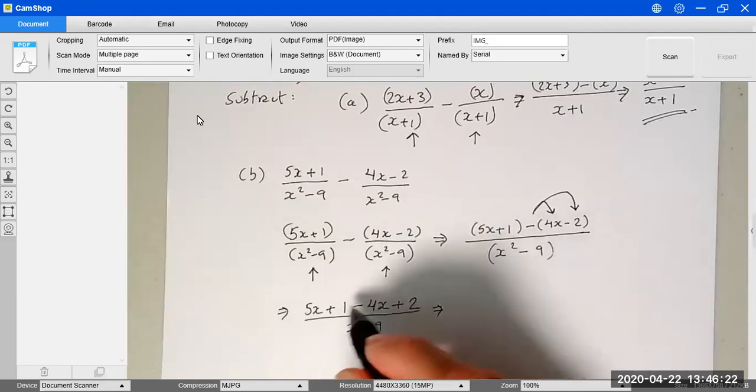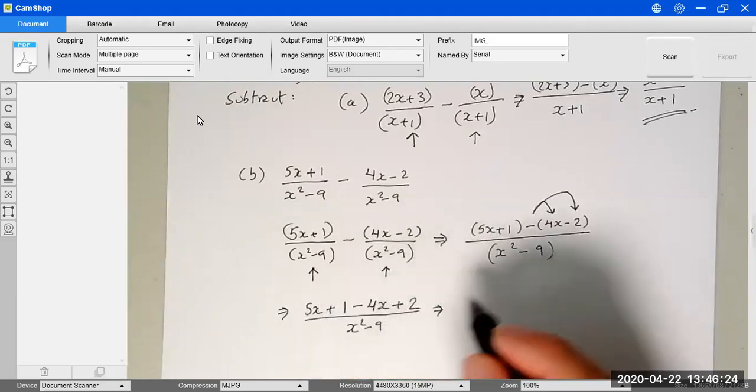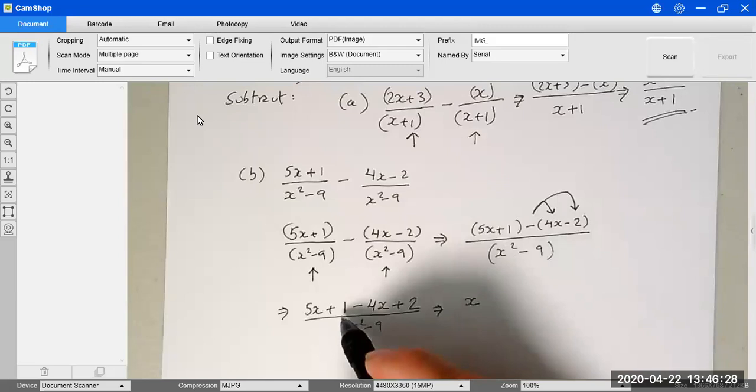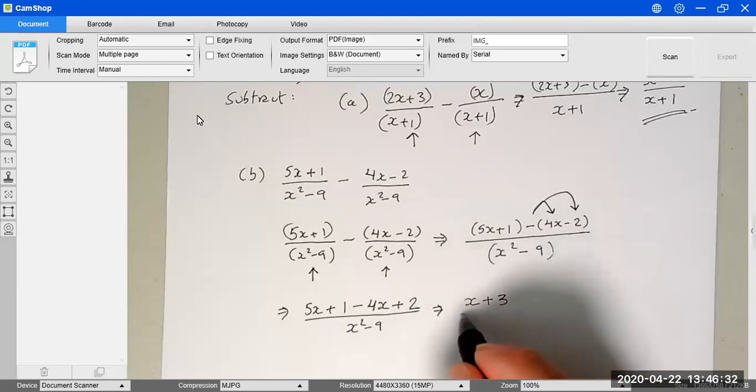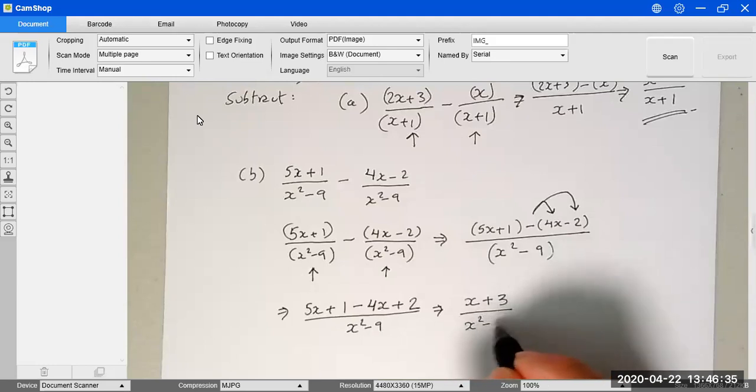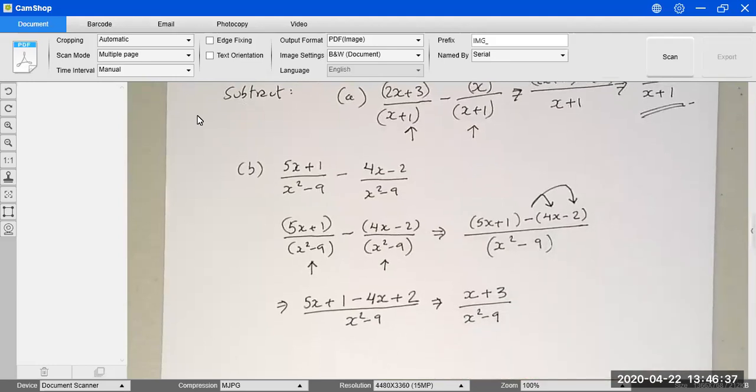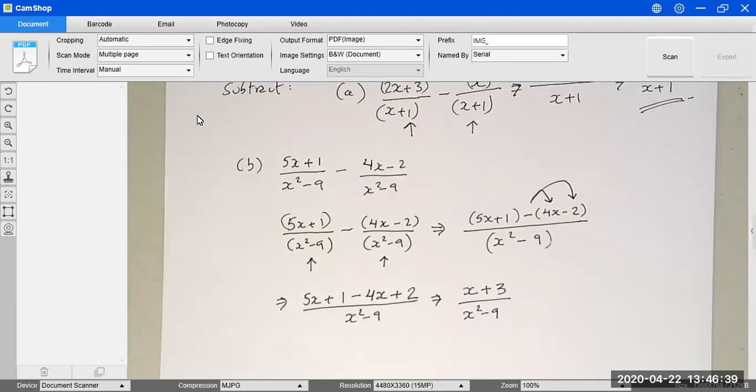So I'm going to combine like terms. So I have 5x minus 4x, which is just 1x. And then I have positive 1 and positive 2, which is positive 3, over x squared minus 9. So that's the end of the subtraction, but that's not the end of the problem.